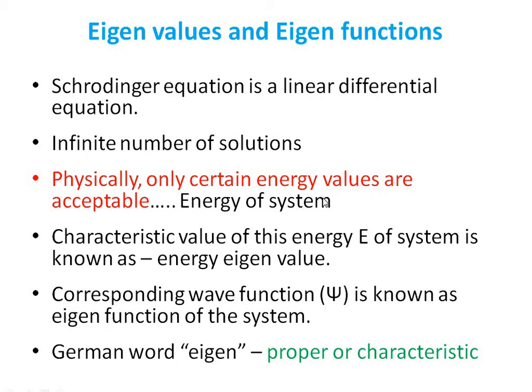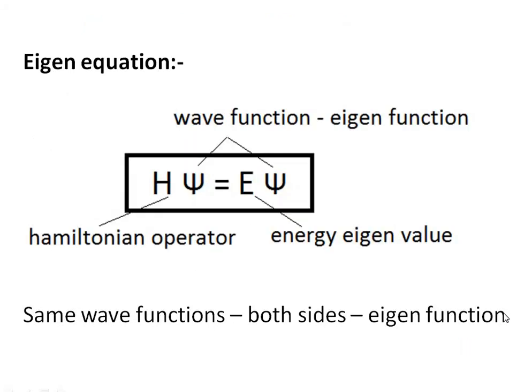Therefore, only some certain energy values are acceptable, and these certain energy values, that's our characteristic value of the energy of the system, are known as energy eigenvalues. So an energy eigenvalue is the characteristic energy of the system, and corresponding to this energy, we have a wave function associated with this energy eigenvalue. That wave function is known as the eigenfunction of the system. Eigen is a German word. It means proper or characteristic.